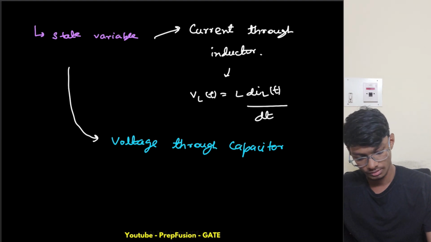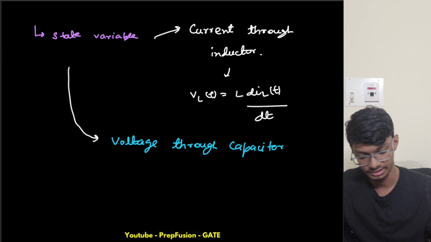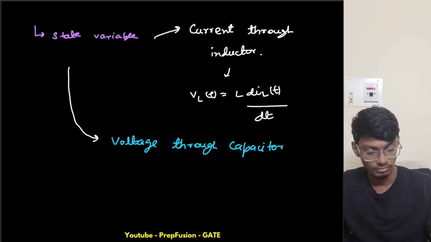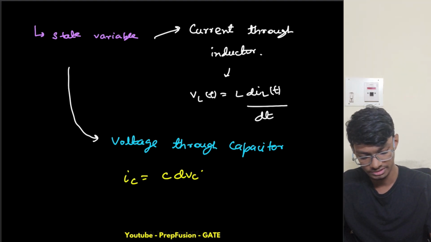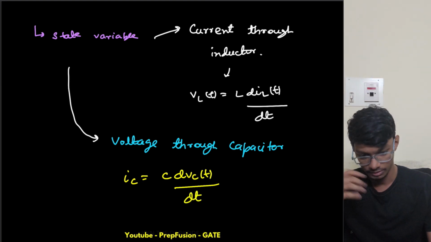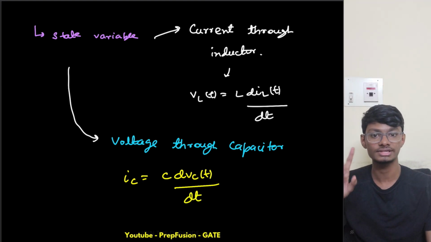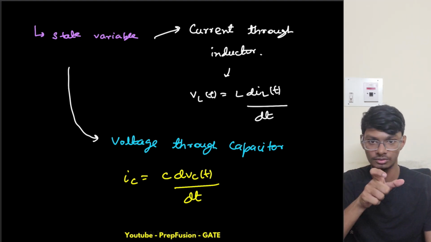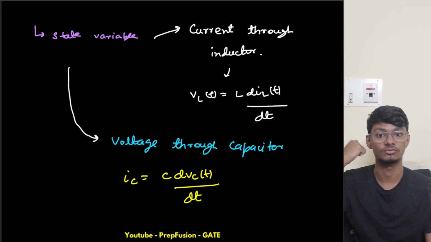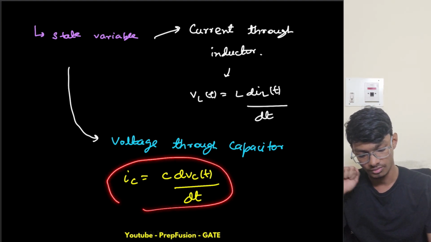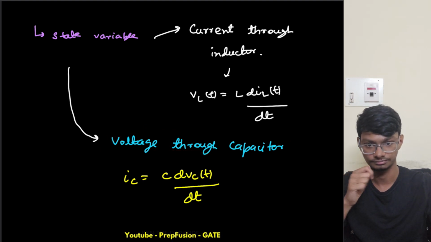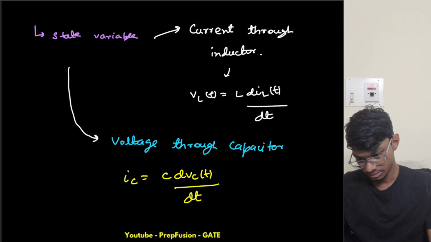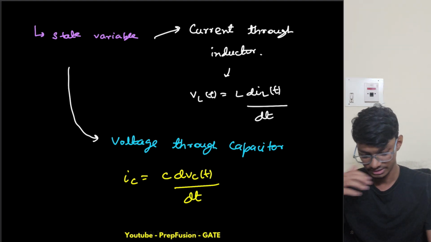Now why is it voltage for the capacitor? What is the current of the capacitor dependent on? IC equals C dVC/dt. How does a capacitor store energy? It stores it as charge. And what is charge equal to? Q equals CV, so it is dependent on voltage. So it stores energy as voltage, and hence our state variable will be the voltage across the capacitor. This is a basic thing.